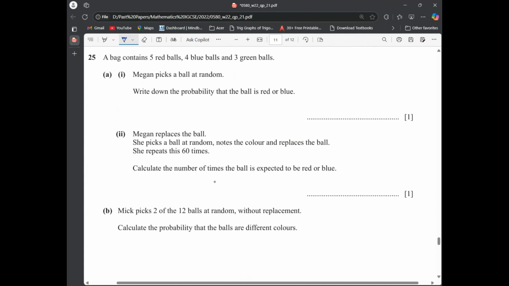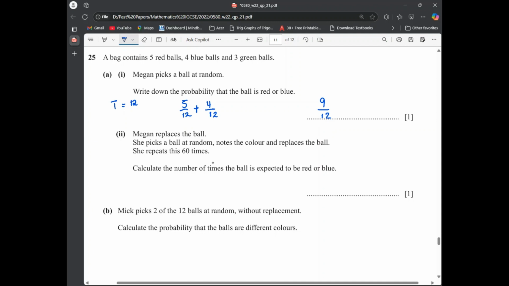Question 25. A bag contains 5 red balls, 4 blue balls, and 3 green balls. Megan picks a ball at random. Write down the probability that the ball is red or blue. Right, so we have a total of 12 balls all in all. The probability that the ball is red or blue will be 5 out of 12 plus 4 out of 12, because the or means we add those two. So that's going to be 9 out of 12.